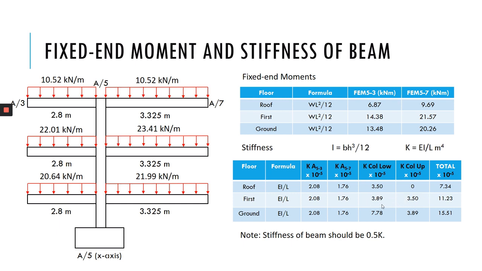Okay, so here you have to be careful. The I here that you have to use is with respect to the I for the column. So you have to make sure that the I for the column that you use is correct, due to the z-axis and also due to the x-axis. Okay, so you have to total up all those stiffness.